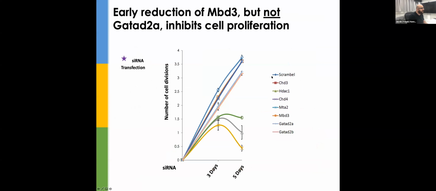And this is what you can see here. We did the knockdown for the different components and looked at proliferation. You can see here, as I told you, Mbd3 knockdown, where we completely ablate the protein, proliferation goes down. But they noticed a component called Gatad2a that if you completely deplete it, proliferation is not affected in fibroblasts and in somatic cells.